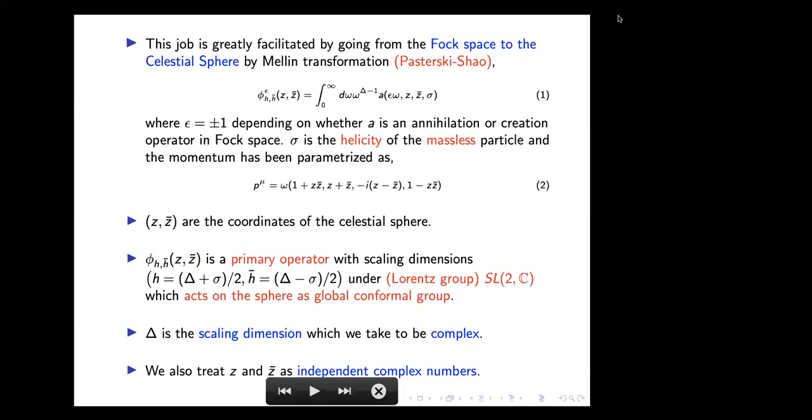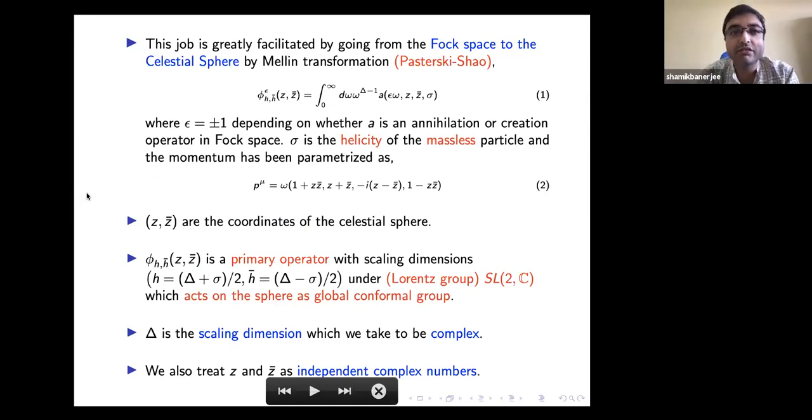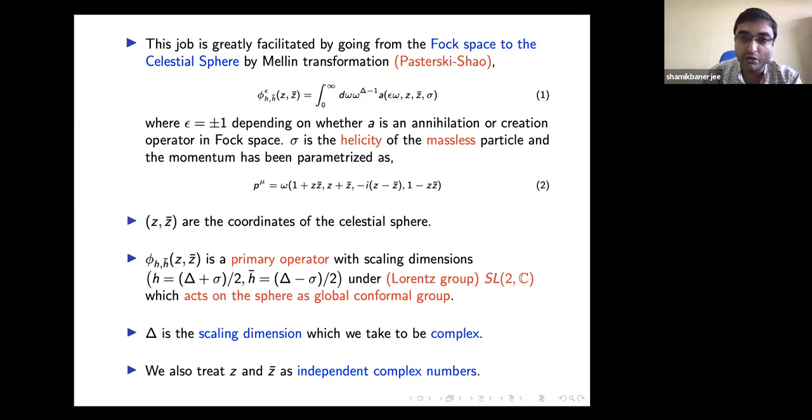Okay, so now what we can do is that if we want to compute the scattering amplitudes from these things, then that job is greatly simplified if we go from the Fock space to the celestial sphere by making a transformation, which is an integral transformation of this form, where this epsilon is ±1 depending on whether this particle is outgoing or incoming. This integral transformation holds only for massless fields. You can do the same thing for a massive field, but we will not talk about that because that's not the thing that we will talk about in this seminar.